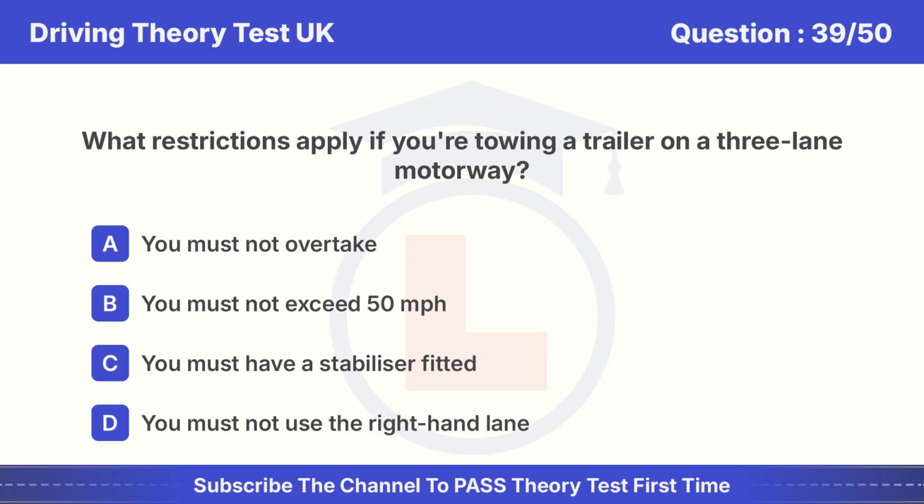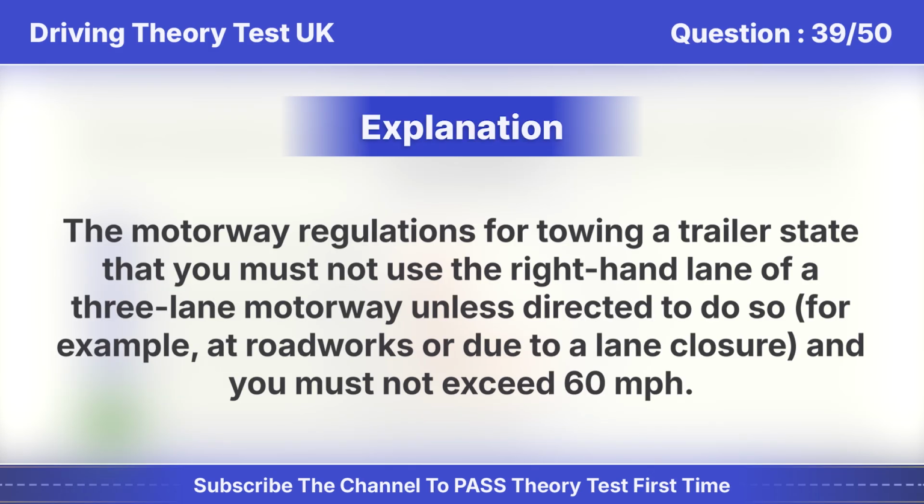Question 39. What restrictions apply if you're towing a trailer on a 3-lane motorway? Answer is D. You must not use the right-hand lane. The motorway regulations for towing a trailer state that you must not use the right-hand lane of a 3-lane motorway unless directed to do so, for example, at roadworks or due to a lane closure, and you must not exceed 60 miles per hour.